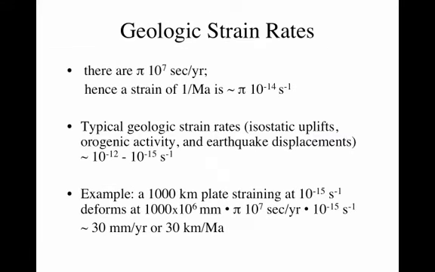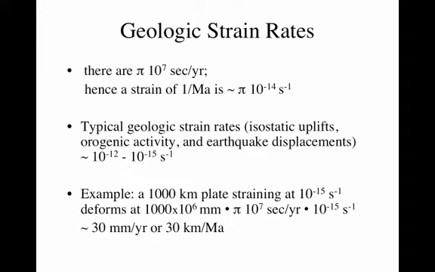Let's look at geologic strain rates. There are about pi times 10 to the 7 seconds per year. So a strain of 1 per million years is about pi times 10 to the minus 14 per second. A typical geologic strain rate, so things like isostatic uplifts, orogenic activity, and earthquake displacements, those have strain rates of 10 to the minus 12 to 10 to the minus 15 per second.